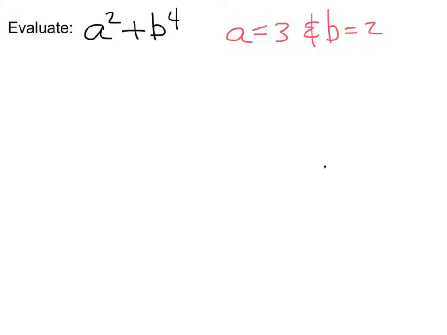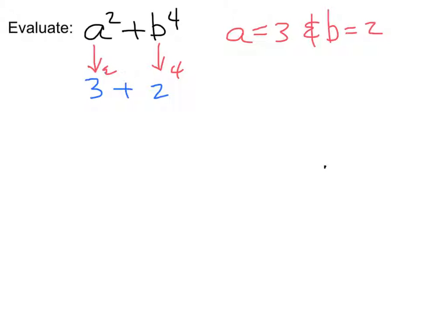Next, we are asked to evaluate. And evaluate means just do the math. In this case, we're asked to evaluate a squared plus b to the 4th power when a equals 3 and b equals 2. So to evaluate in this case, we substitute precisely a equals 3 and b equals 2. And then we apply the exponents, which is 3 squared and 2 to the 4th power.